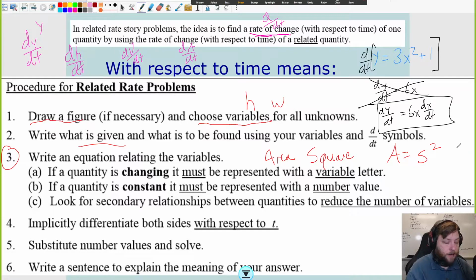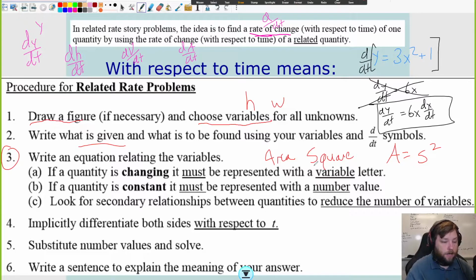All right? Now, a few notes when you're writing out equations, and this is kind of intermediate level stuff. If the quantity is changing, it must be represented with a variable. So think about all those quantities. Sometimes you know something's going to be changing, like is the area of the square getting bigger?